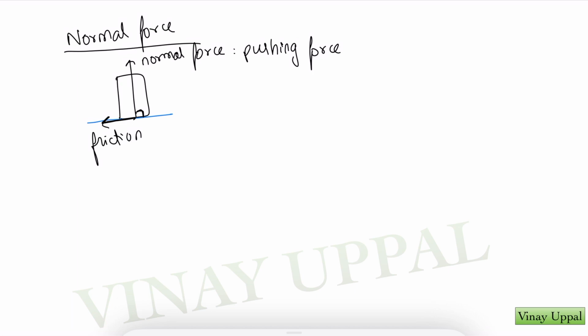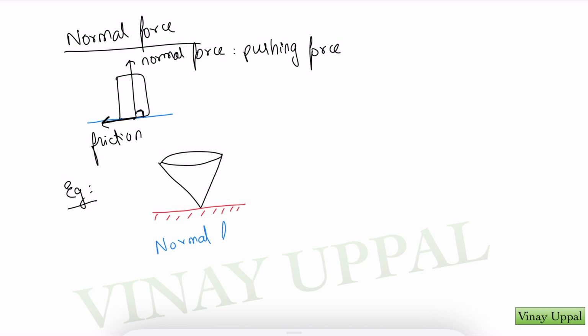Now sometimes you get the situation where a surface is not well defined. By that I mean, suppose I have, let's say, a cone on the ground. So at the apex of the cone, the surface has a sharp corner. So in such cases, the direction of the normal force is perpendicular to the defined surface, the surface that is well defined. So in this example, I mean that the ground, the red surface, is well defined, so the normal force will be perpendicular to it.